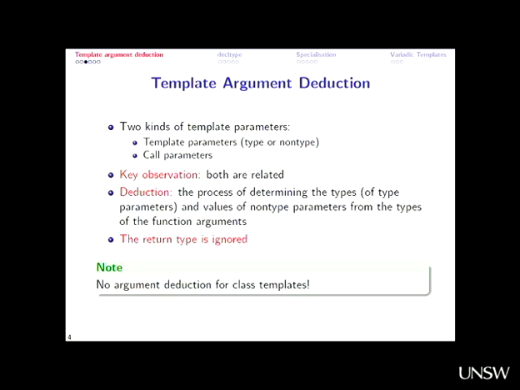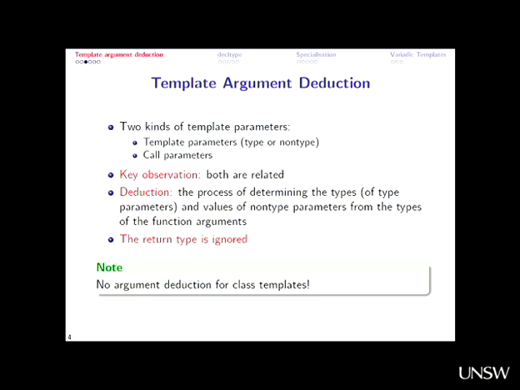Okay, so on Monday we had, up on the right-hand side, this find min function. This top line here, these are the template parameters. The second line in here, these are the call parameters, okay? But they're related to each other. And so template argument deduction is the process of determining the types of the type parameters, and the values of the non-type parameters, from the function arguments. And the return type is ignored. We don't introduce the return type at this point.